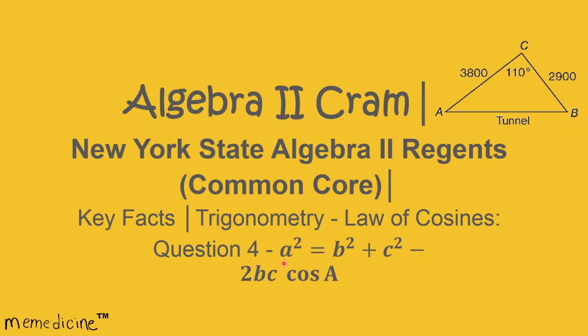Question 4: a squared is equivalent to b squared plus c squared minus 2bc the cosine of A.